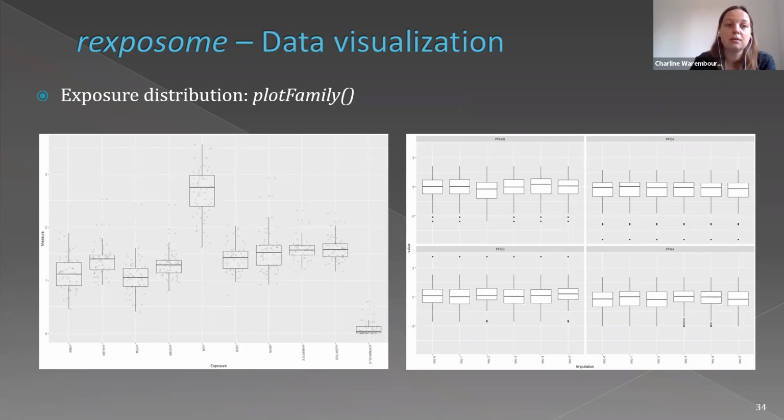You can also see the distribution using some box plots. On the left, it's a box plot using a single data set, so you have the distribution of each phthalate here. And on the right, this is the box plot you obtain when you use multiple imputed data sets. Here we have, for example, the distribution of the PFOA in the non-imputed data set, in the first imputed data set, and so 1, 3, 4, and 5. So you can see that the imputation did not change the distribution a lot compared to the non-imputed data set.